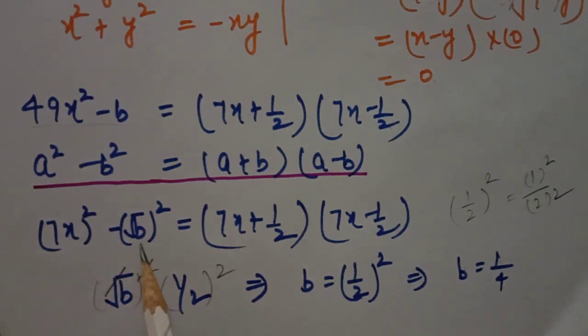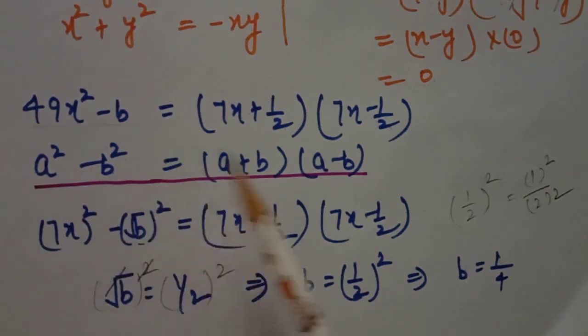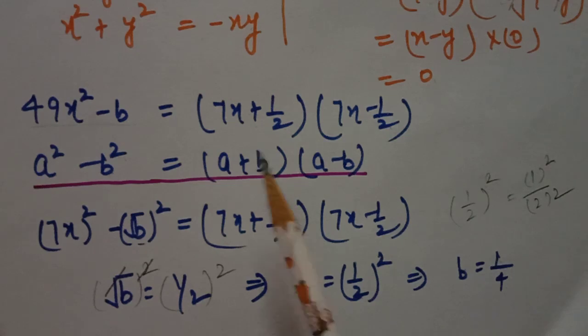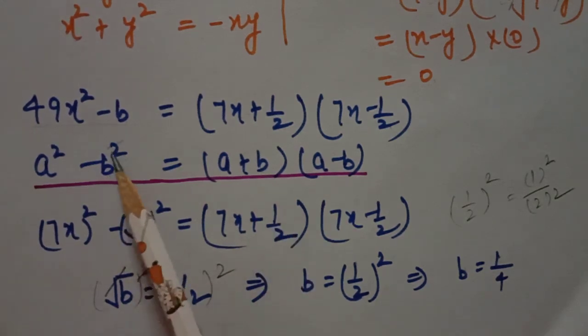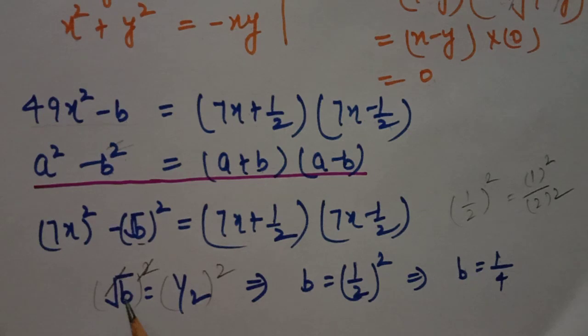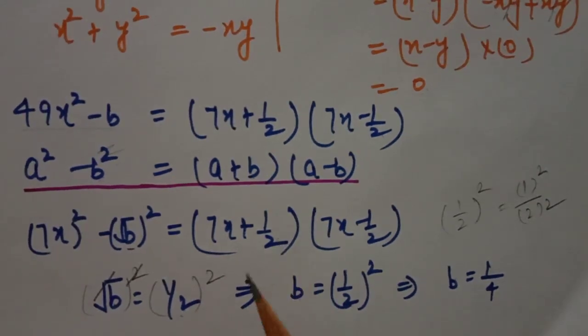Some of the students will get confused in this step. Students, please pay attention. If we have identity b square here and here we have the value of b, it means b is equal to b. B square is not equal to b. So we will put the value of b is equal to b. We will remove this square. So root b is equal to half of the value of b from here.